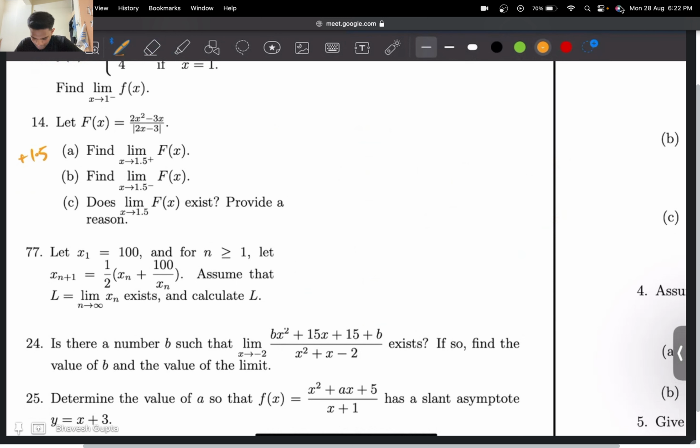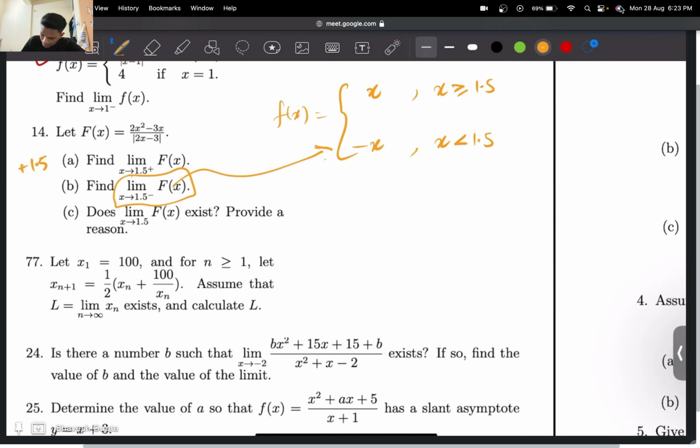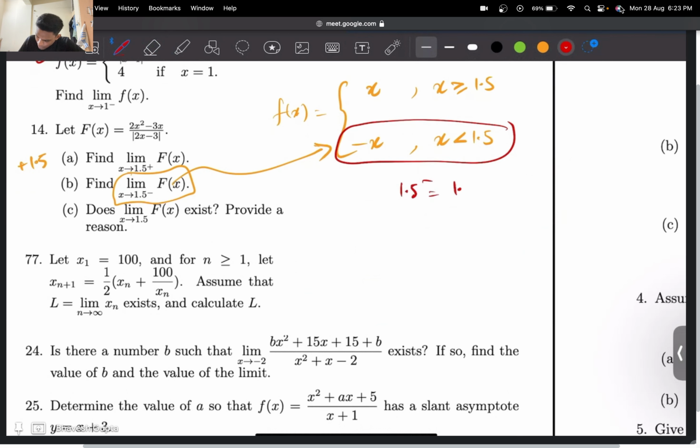So we'll go to the next part. In the next part, exact same question, but instead of the right hand side, you are approaching from the left hand side. So what we found is that the function had two branches, which was x minus x for x greater than or equal to 1.5, and another for x less than 1.5. And the way you can find this is by substituting here, because this is where you have 1.5 minus h, where h tends to 0.